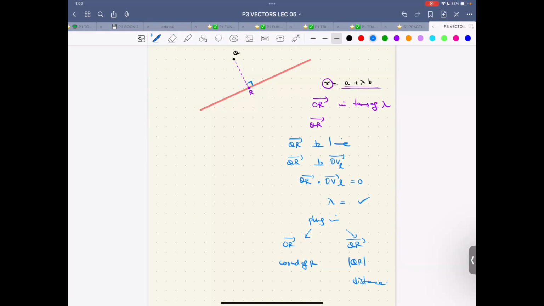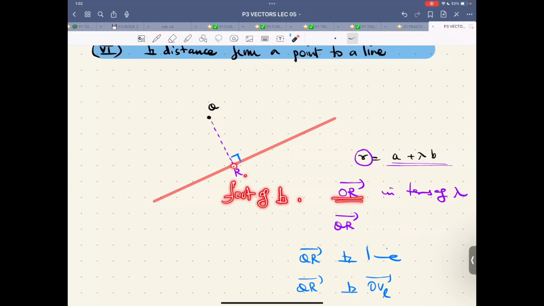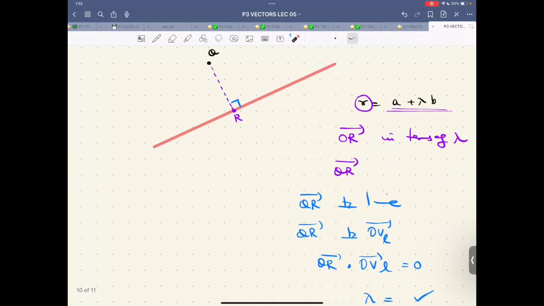Now, let me explain. What we will do is this. It's a 5-step process, 5 basic simple steps. The equation of a line is here. There is a point. I drop a perpendicular. The point where I get the perpendicular, which is known as foot of perpendicular, I write OR, the position vector of that point in terms of lambda by expanding this equation.